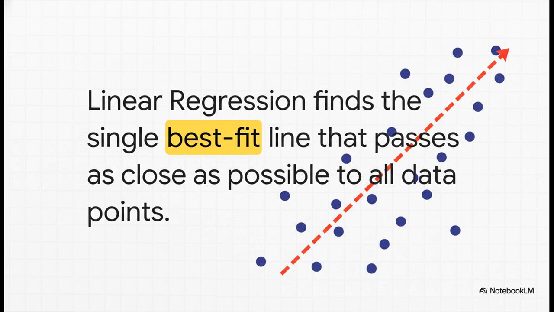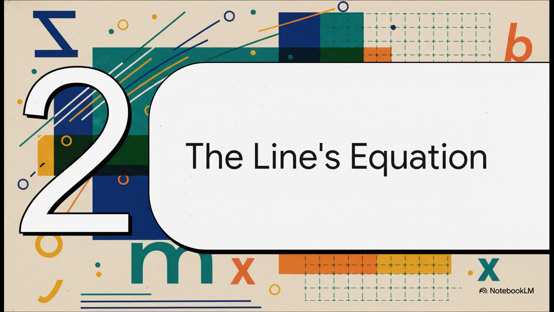The linear regression algorithm does the hard work for us. It calculates the one single best fit line, the line that gets as close as possible to all those data points and perfectly captures the trend. Now, that line isn't just drawn at random. It's described by a surprisingly simple bit of math. And don't worry, even if you're not a math person, this is way more intuitive than it sounds.